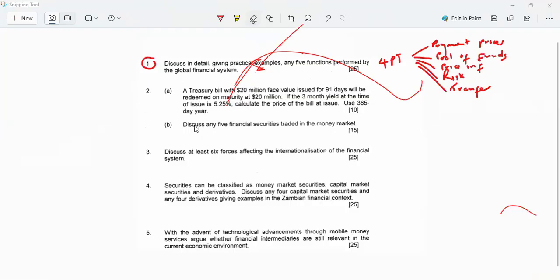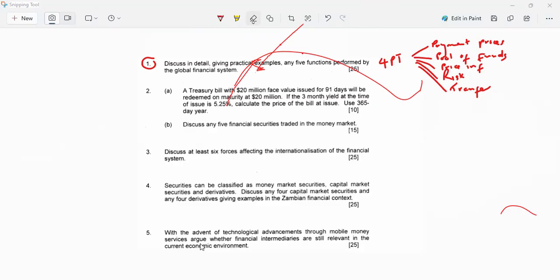Question number 2. A treasury bill of 20 million has a face value valid for 91 days that will be redeemed at 20 million. This 3-month yield at a time with an issue of 5.25. Calculate the issue price using a 365-day calendar. So how do we calculate the value of a treasury bill?